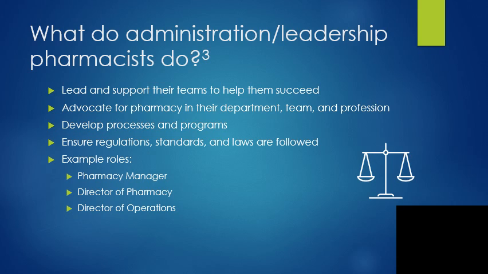By doing these different processes and programs, they need to make sure at the same time that they are following their local health system regulations and standards, as well as following different state and national laws as well. Some different examples of pharmacy administrative roles include a pharmacy manager in a health system. There could be a director of pharmacy role. Also, there could be a role of director of operations for pharmacy.